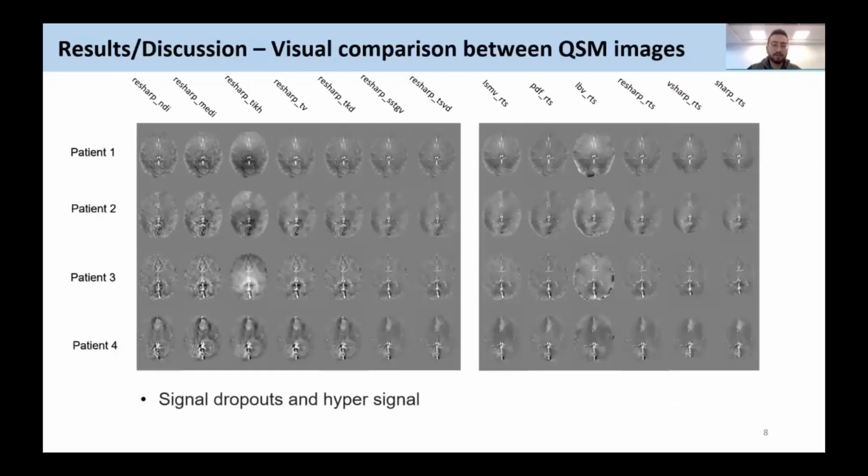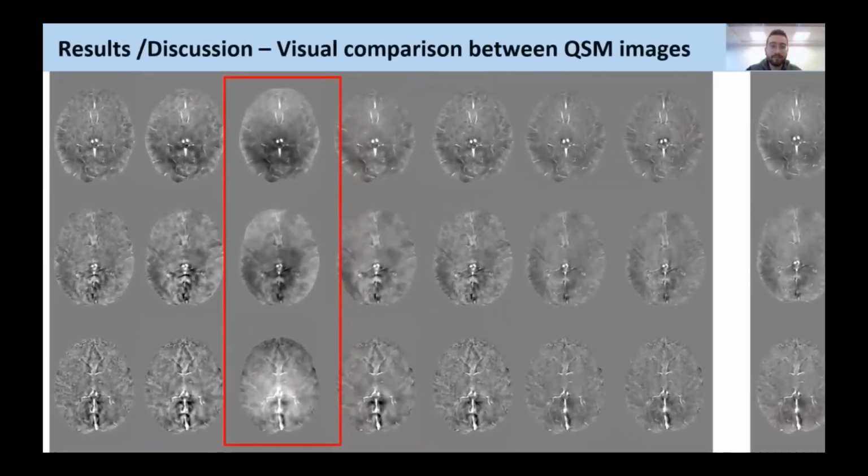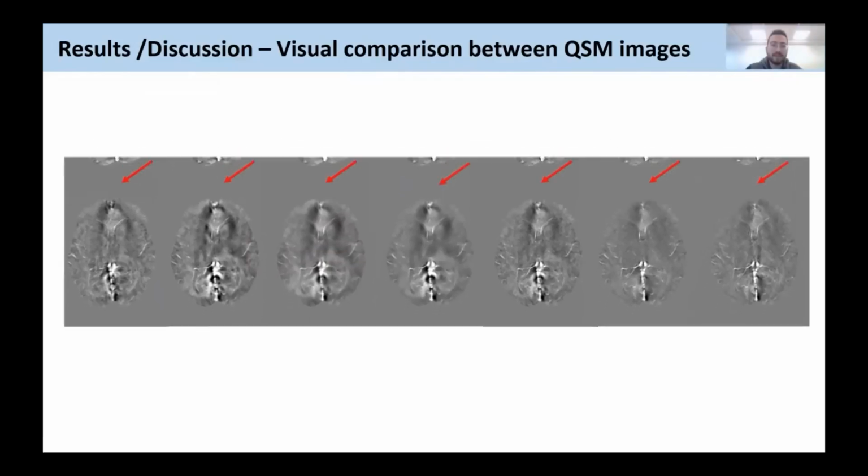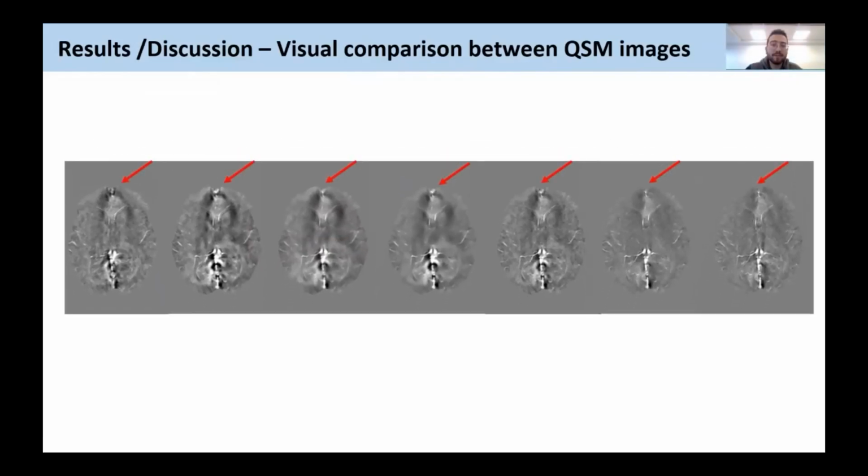I would like to start first with a visual comparison between all the reconstructed images. Although all the methods show robust QSM reconstructions, some methods perform better than others. As we can see here, some methods have hypersignals, like the third one, and some methods, like the first two, have signal dropouts. In addition, we can also notice that for the same pattern of signal dropouts indicated here by the red arrow, some methods emphasize the signal dropout, but others decrease the effect of it.